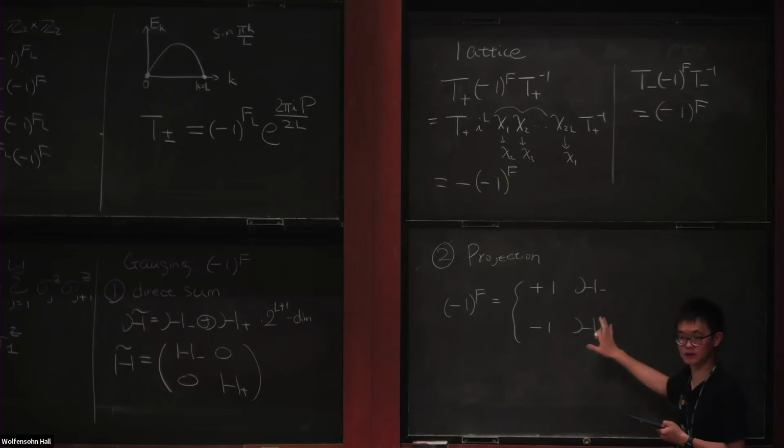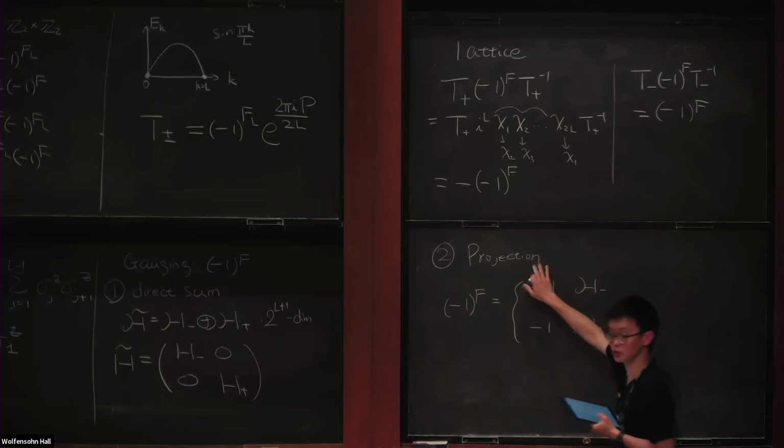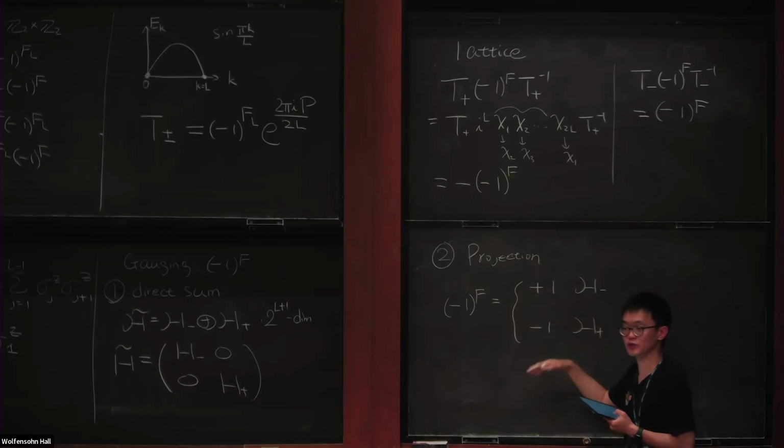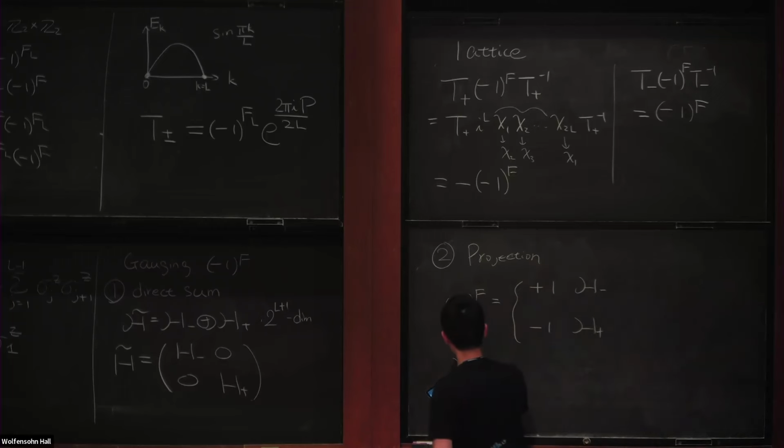All right, any question about this point? So in the first step, you make the Hilbert space larger, but in the second step, you do the projection. So the Hilbert space reduces down to the original size, 2^L dimensional. So the final Hilbert space is a projection of this big Hilbert space by a factor of 2, and this is again 2^L dimensional.